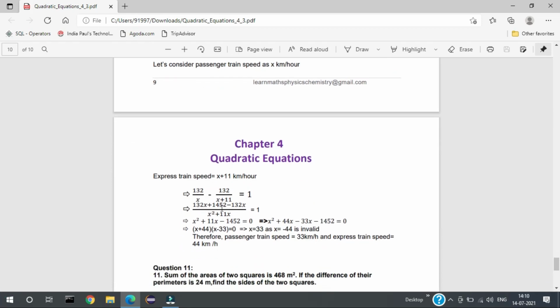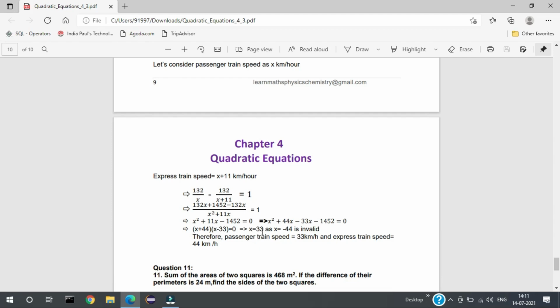So by taking LCM, 132x plus 1452 minus 132x, that implies x square plus 11x equals 1. Wait, so on solving we will get x square plus 11x minus 1452 equals 0. So x square plus 44x minus 33x minus 1452 equals 0. So x plus 44 into x minus 33.